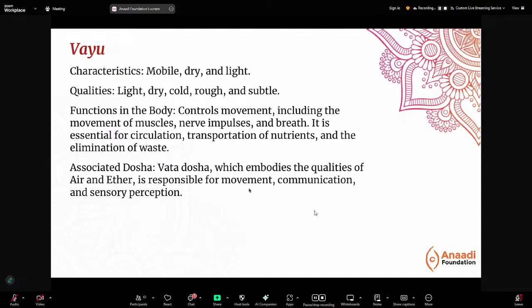Right? And Vayu, it is very dry, it is light, and it's mobile. It can move, right? And it is also rough that way. So dryness basically. It controls the various movements of the body, the nerve impulses, the breath, and it is essential for circulation, transportation of nutrients throughout the body, and the elimination of waste. All this is taken care of by the Panchabhuta Vayu. The associated dosha is Vata dosha.